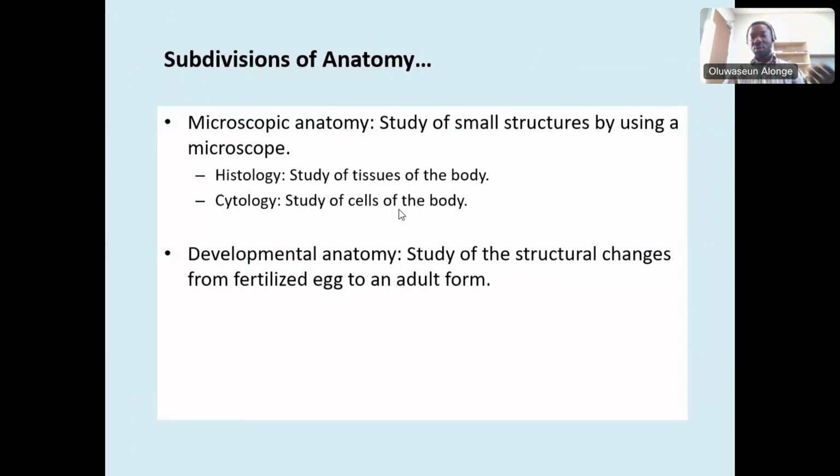Now we have microscopic anatomy, the kind of anatomy that requires a microscope because the structures are quite small and you cannot see them with your naked eyes. Those two categories are histology and cytology. Histology involves the study of tissues and cytology involves the study of cells. We also have developmental anatomy, which is the study of development from fertilization up to adulthood.